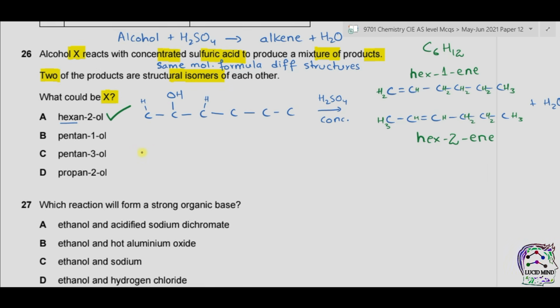Last one is propan-2-ol. In propane we have 3 carbon atoms, and 2-ol means OH is on the second carbon. So either hydrogen is removed from this corner carbon or from this corner carbon. So again both products are the same, either this one or this one. The double bond is present between the first and second carbon atoms, so the name for both will be prop-1-ene, along with water molecules. As these are the same compounds, not isomers, all these are incorrect. Correct answer is therefore A.